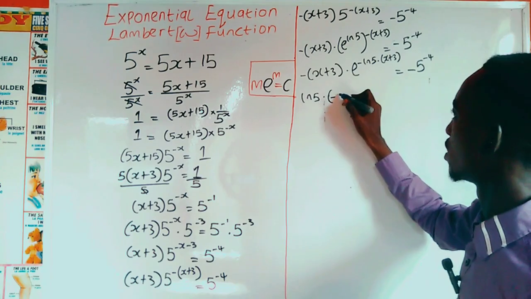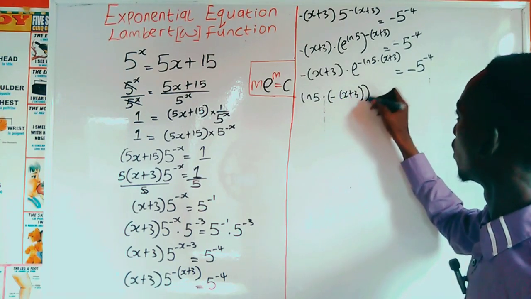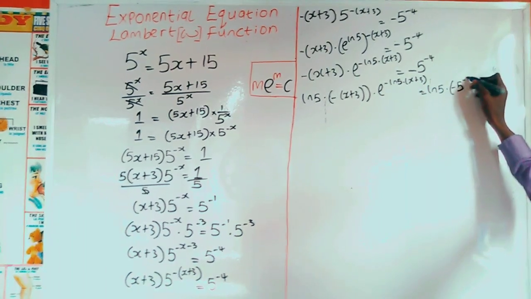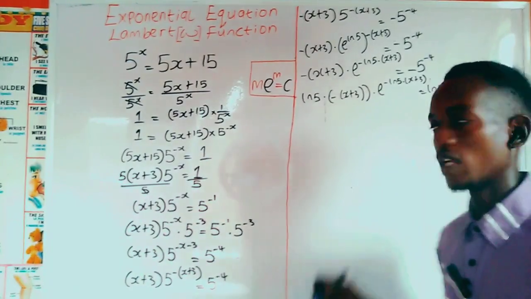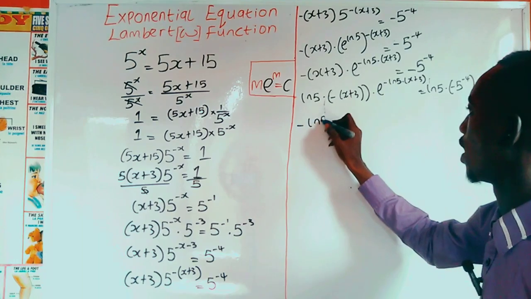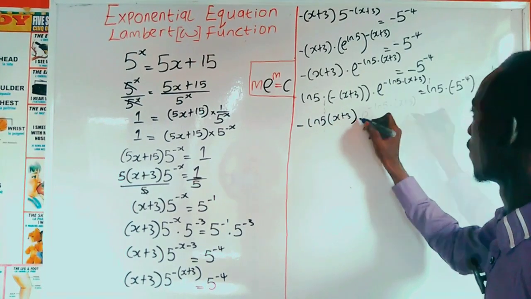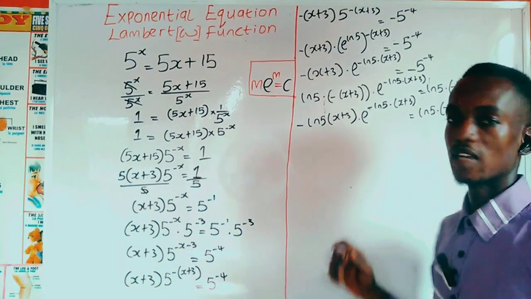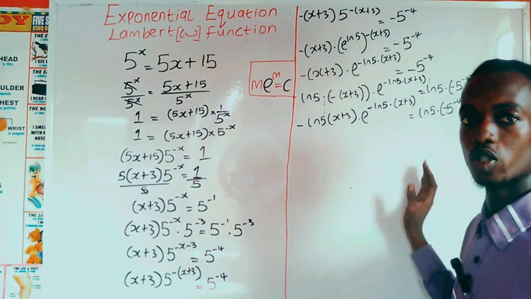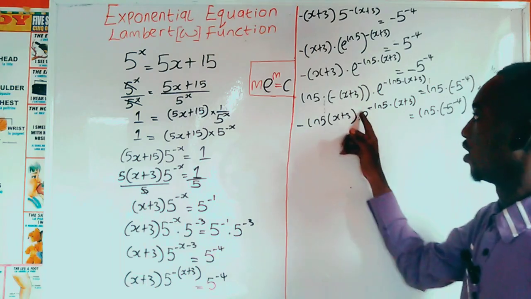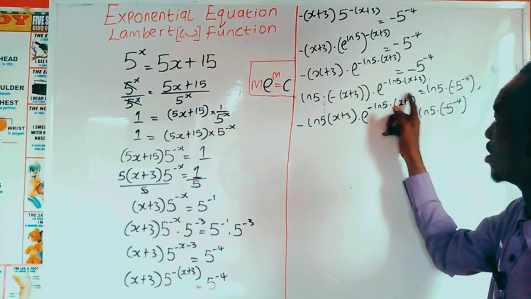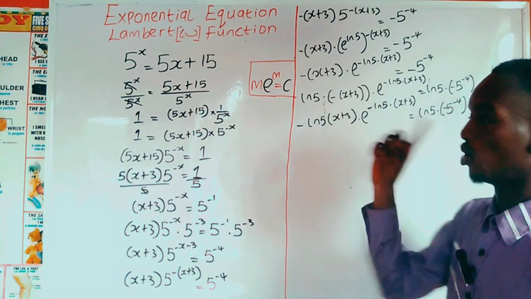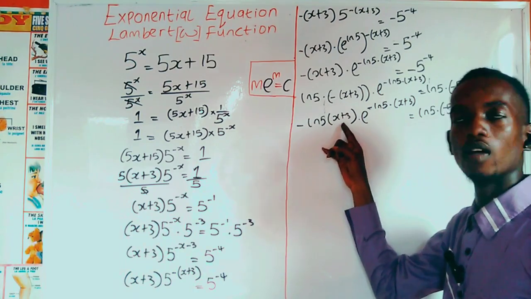We have ln 5 times negative x plus 3 times e raised to power negative ln 5 times x plus 3 equals ln 5 times negative 5 raised to power negative 4. Okay, so let's rewrite this as negative ln 5 into bracket x plus 3, so equals ln 5 times negative 5 raised to power negative 4. I'm making progress, and now finally we have gotten our equation in this format. We have the coefficient of our variable, same as the power of our variable, equals a constant. Now we can use Lambert's what? Omega function. Don't forget, m in this case represents negative ln 5 x plus 3.